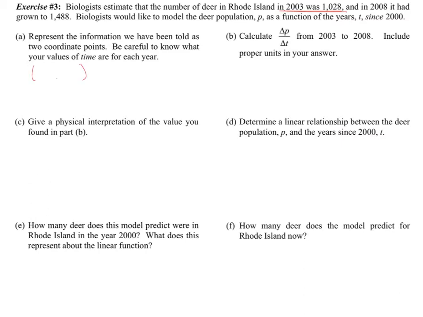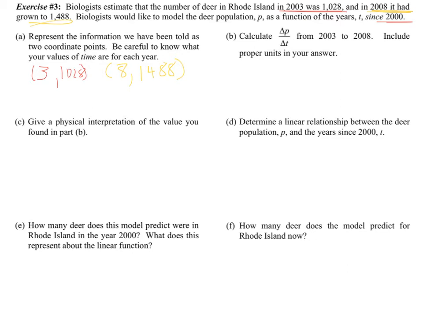Time, or years, is always your x value. 1028 is our y value, but it says since 2000, so that means 3. It's been 3 years since 2000 for our first one. And in 2008, it's grown to this. So since 2000, it's been 8 years, and there's now 1488.